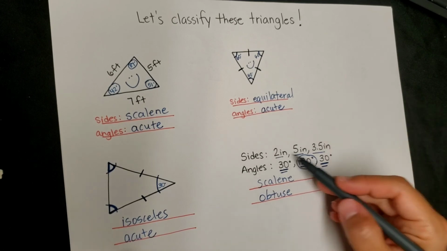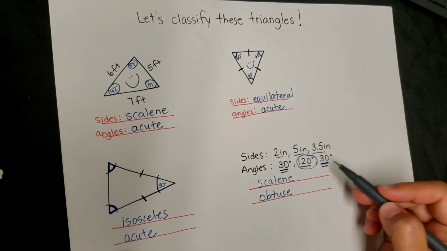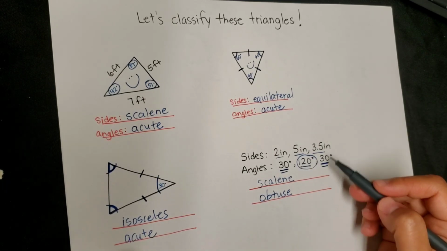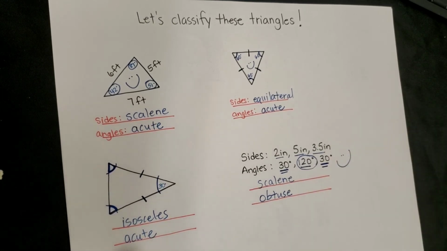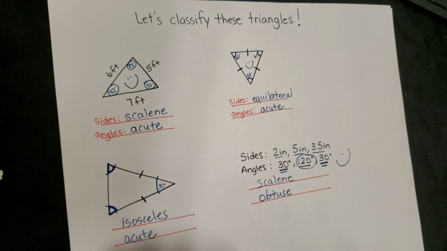As long as they give us all 3 measurements for the sides and the angles, you can figure out what type of triangle that is. So meet scalene obtuse. Hopefully that was easy.